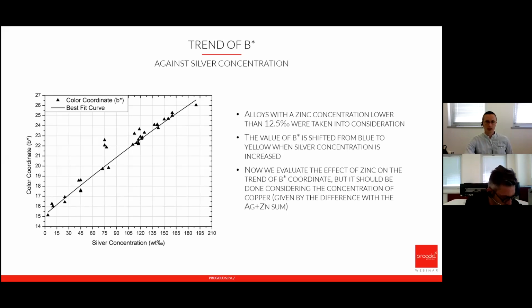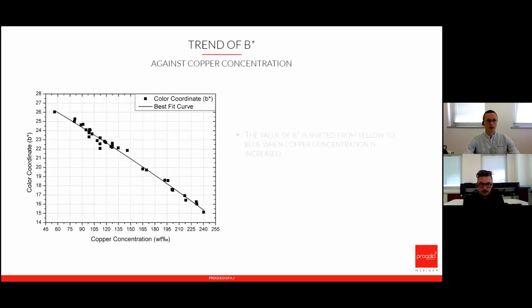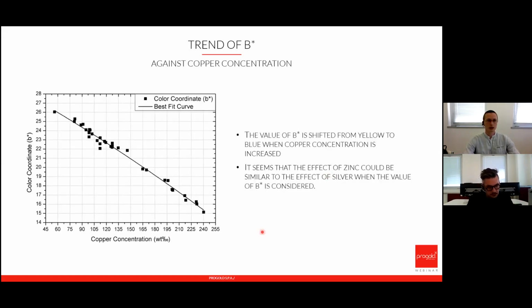deep yellow. Evaluating the effect of zinc for B coordinate, we discovered that it has almost the same effect of silver in changing the B coordinate. That's why this time we represent the coordinate B in function of silver and then of copper, that is the difference of silver and zinc content. So here it is the copper concentration that influences the B coordinate. As you can see, we are shifting from blue to yellow, so it's the opposite of silver, obviously.